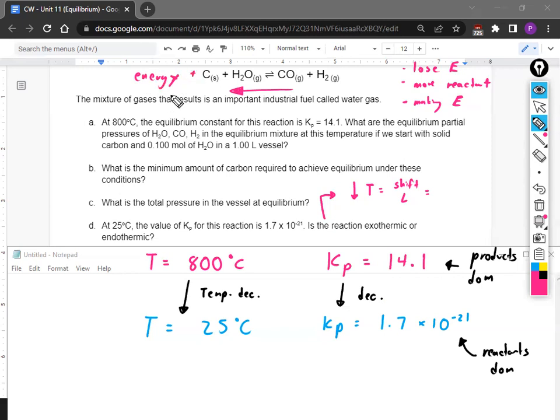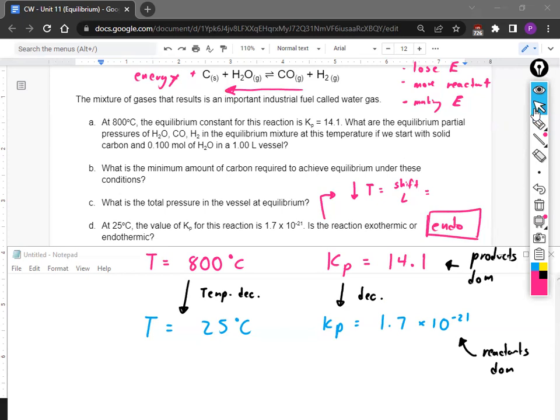So think about it with the equation in mind. If we get rid of energy, we're losing energy, right? This is disappearing. If it disappears, we know that the system is going to shift left, in order to make sure that we don't lose too much. And so this is how we know that this is going to be an endothermic reaction.